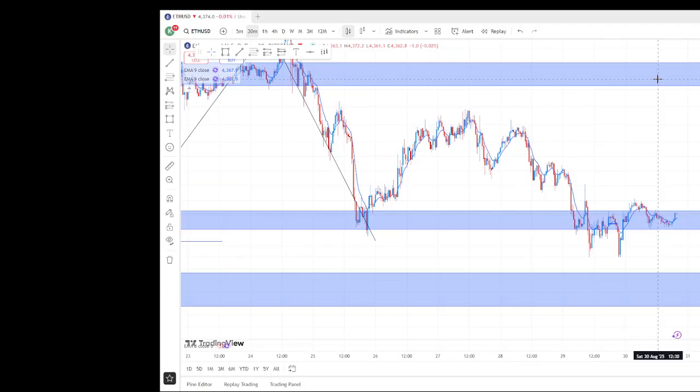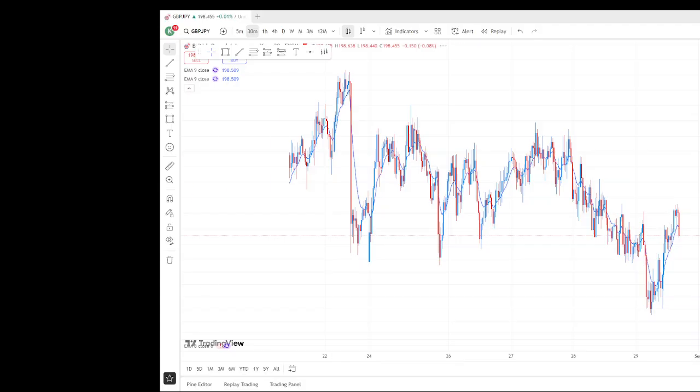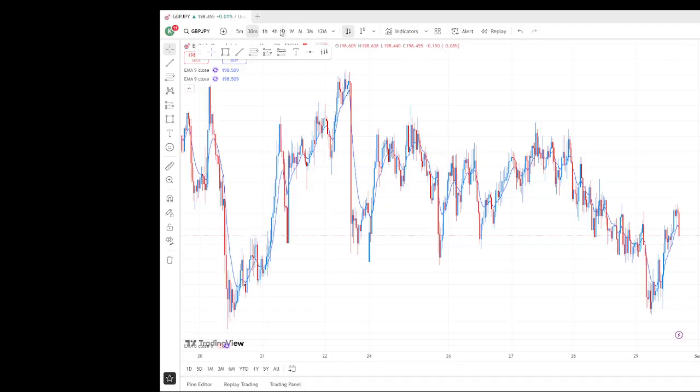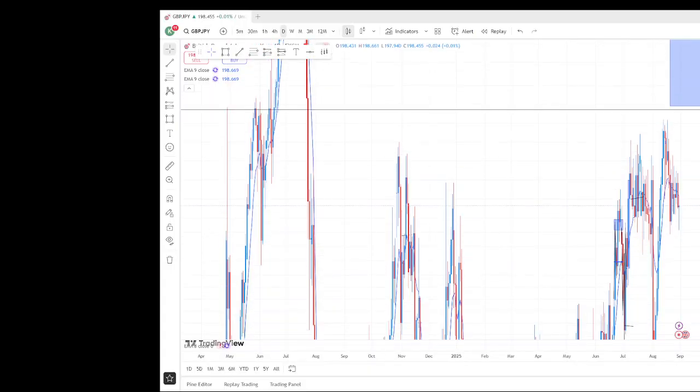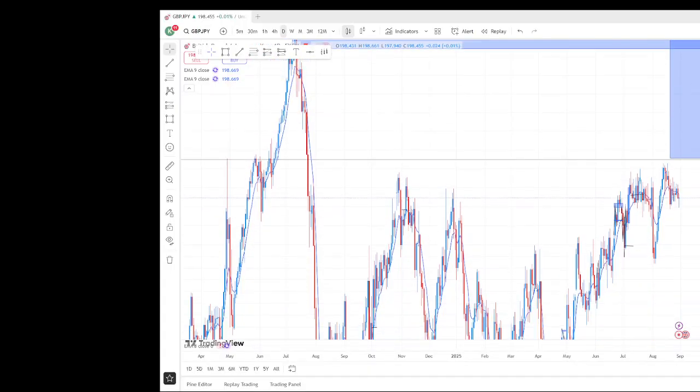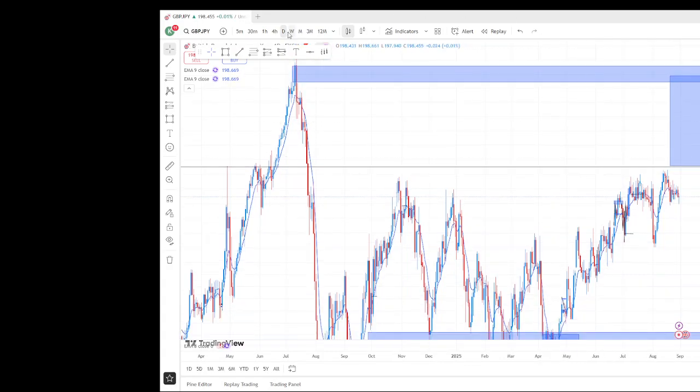Okay, so we're going to look at GBP JPY, and we're going to look at what is going on in the past month and a half, I'd say.